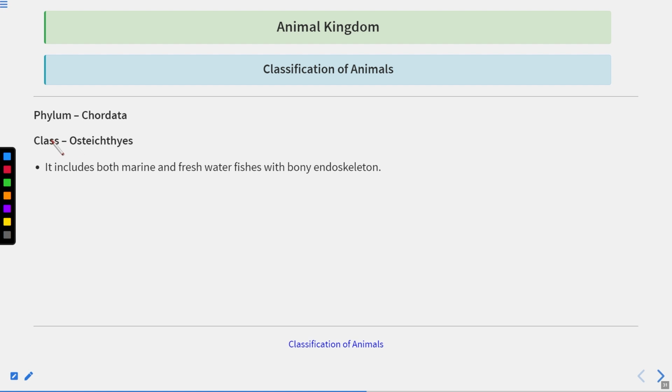Now comes the osteichthyes. It includes both marine and freshwater fishes with bony endoskeleton. So they have the endoskeleton that is bony in nature. In the case of chondrichthyes, they have the cartilaginous type of endoskeleton. But here it includes both types of fishes, those that live in the marine environment as well as the freshwater environment. But they have the bony endoskeleton.